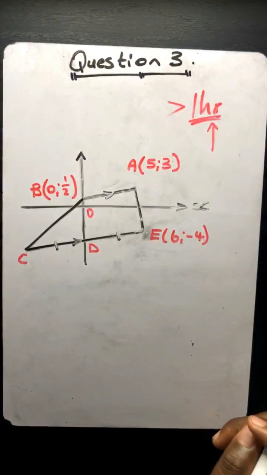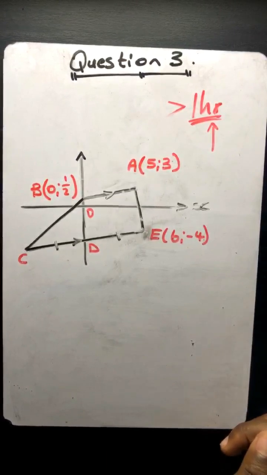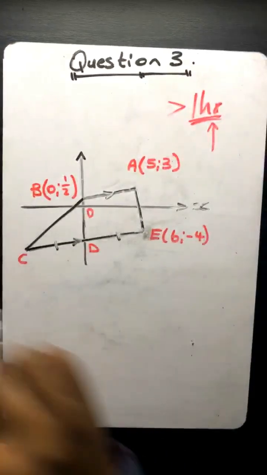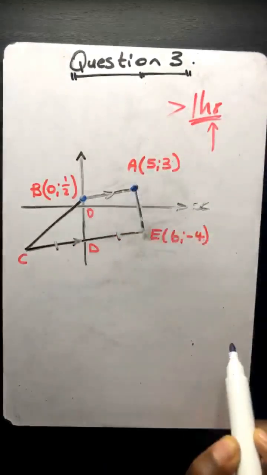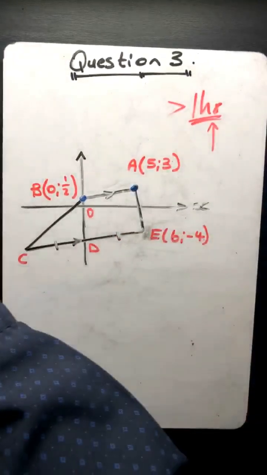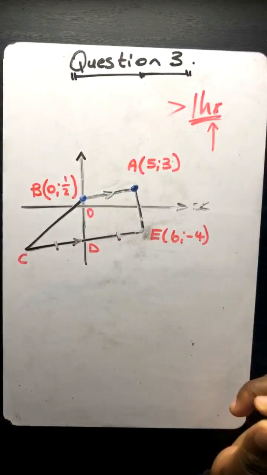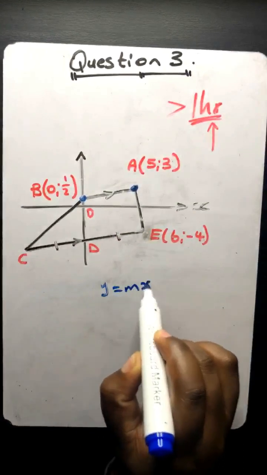Okay, back to the business of the day, the issue of ESCOM. Let's see. 3.1 says calculate the gradient of AB. The gradient of AB, how many marks? 2 marks. So it's easy. You know how to calculate the gradient using that formula. Let's move on to 3.2. Determine the equation of CE in the form y equals mx plus c.